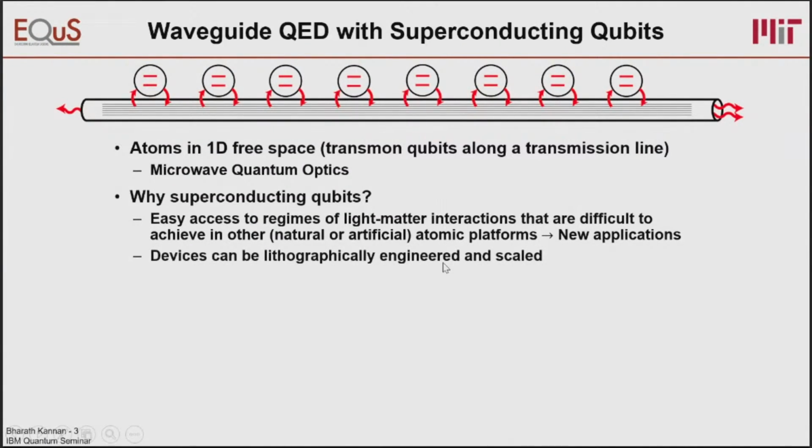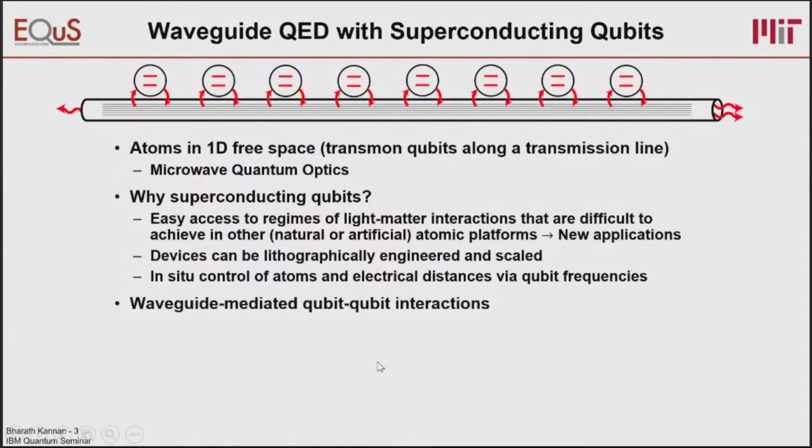On top of that, we can lithographically engineer and scale our devices. We also have a certain degree of in situ control over the atoms. Specifically, we're able to control the frequencies of the qubits and therefore the electrical distances for photons between qubits along the waveguide. These are some nice features that our superconducting qubits have. Additionally, because we're in this strong coupling regime, we are able to have the waveguide mediate qubit-qubit interactions, which is, again, something that might be of interest.